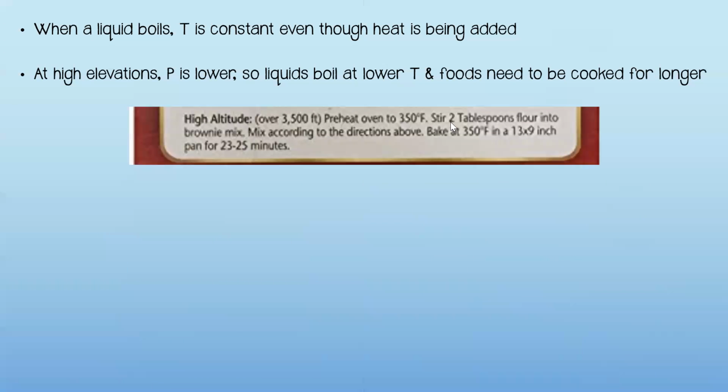As I said, at high altitudes, the pressure is going to be lower because of how high up you are in the atmosphere. So liquids actually boil at a lower temperature, and sometimes foods need to be cooked for longer because there's a lower temperature. So this is a box of, I believe it was cake mix. It says high altitude over 3,500 feet. Preheat oven to 350. It's actually telling you to add flour, and then it's telling you to bake it at 350, but for a longer time than the normal directions.